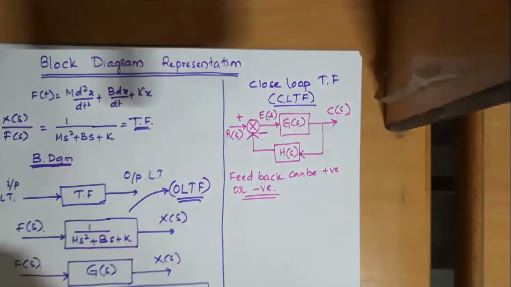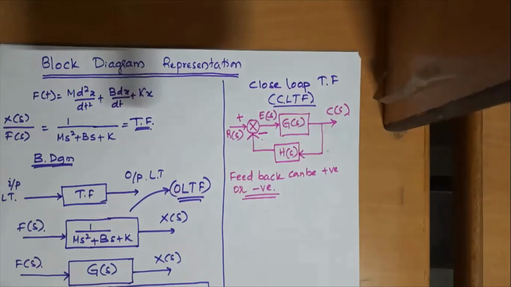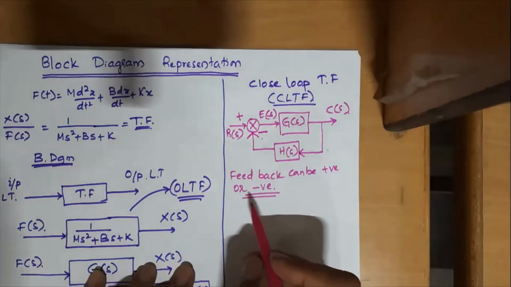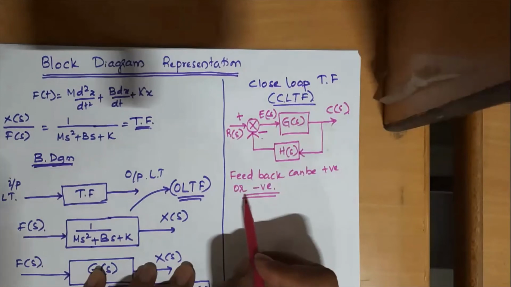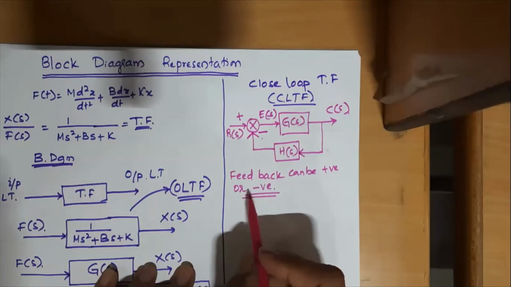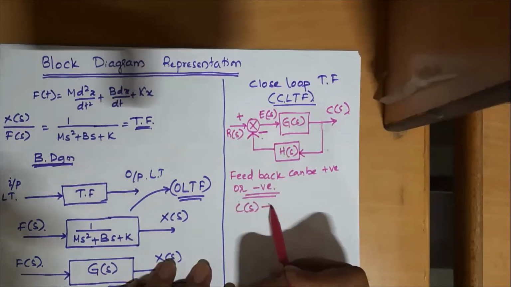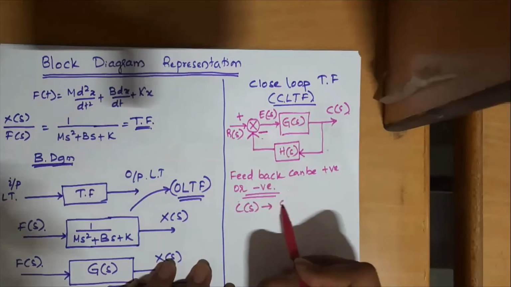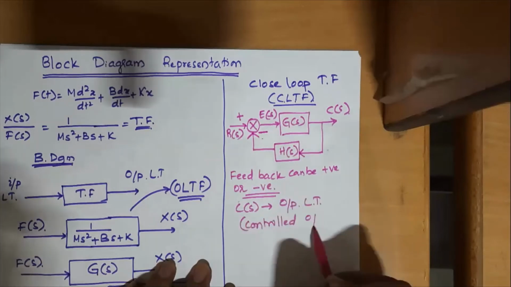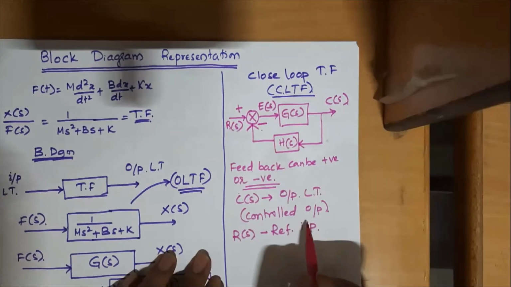So we draw an actuating signal. And let us see how things can be represented in this diagram. First we start with the C of S. It is the Laplace of the output signal, which I have already told. There is another terminology used for C of S. It is called the controlled output.